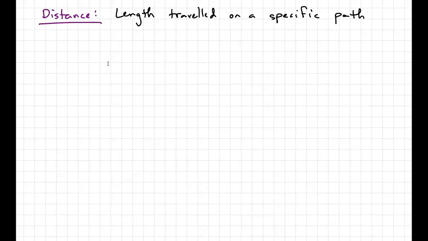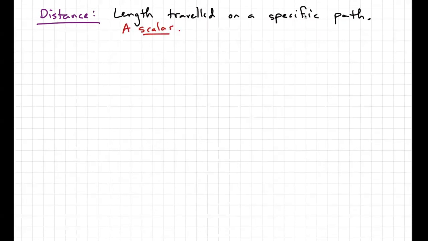So displacement was just a difference between an initial and a final position, but distance is a little bit different. One way it's different is that it's a scalar quantity. So let's look at another number line here.